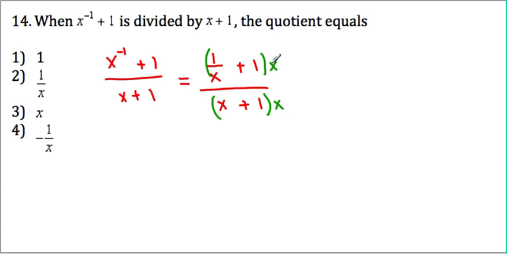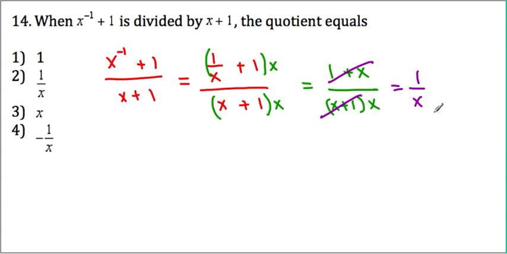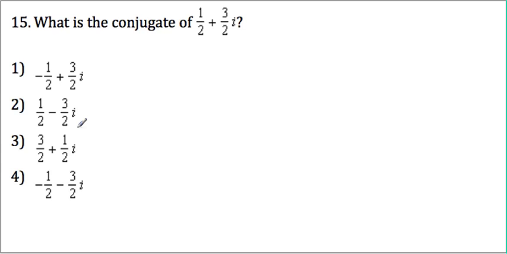And what do we end up getting? X is multiplied to here, we get 1 plus x. Denominator is x plus 1 times x. Now you see that 1 plus x and x plus 1 can be cancelled out because they're common. Then our final answer is 1 on the numerator and on the denominator is x, 1 over x.